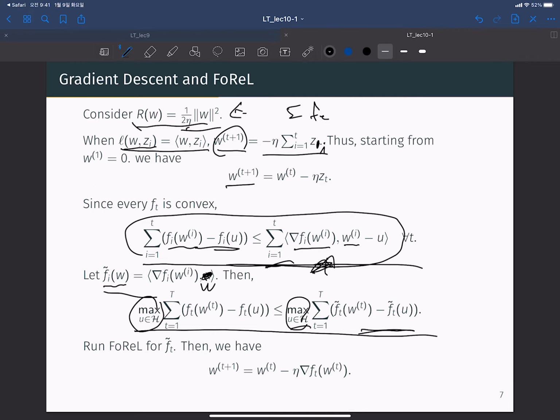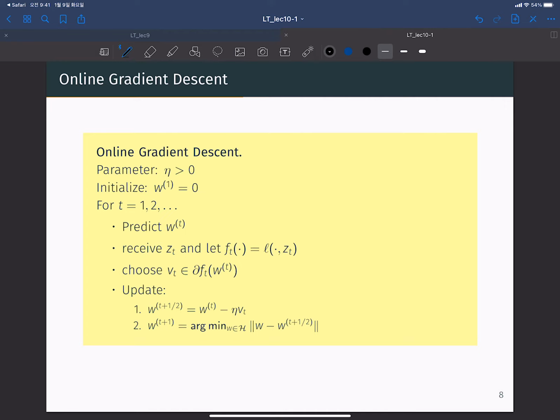Okay? So for any cost function, any loss function f_t, when we learn an algorithm for f tilde t, then we have this gradient descent rule, or it is called the online gradient descent rule, because every time the f function is updated, then what will happen?